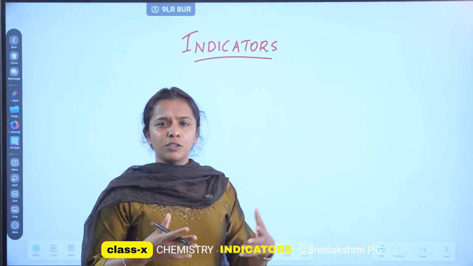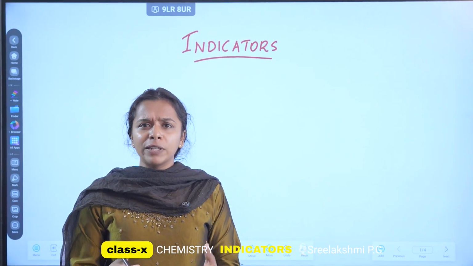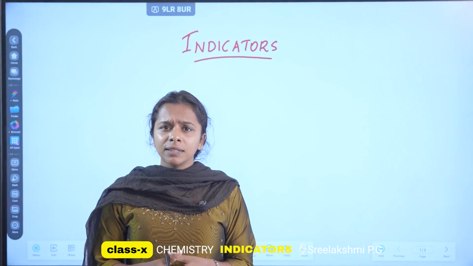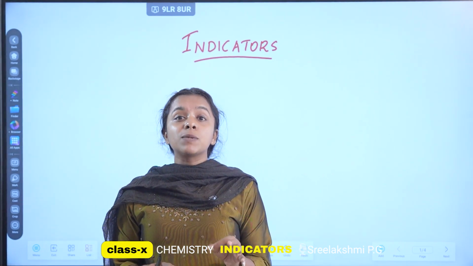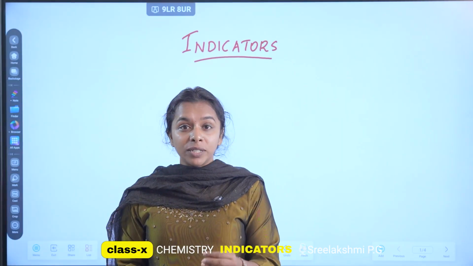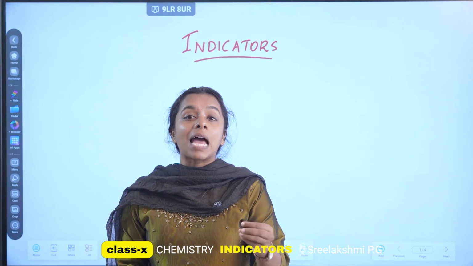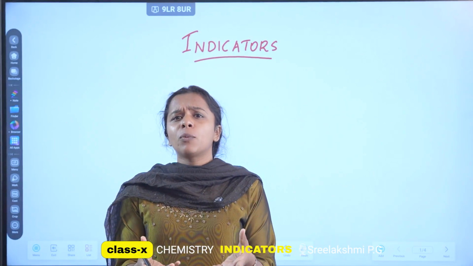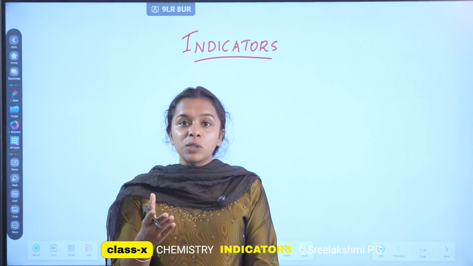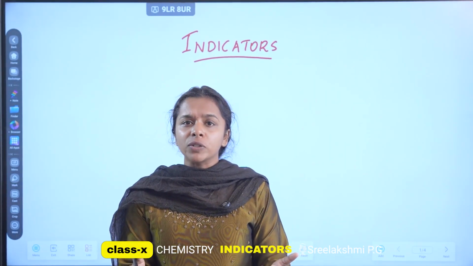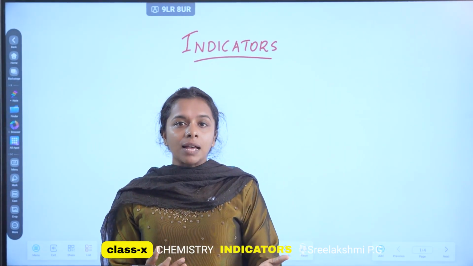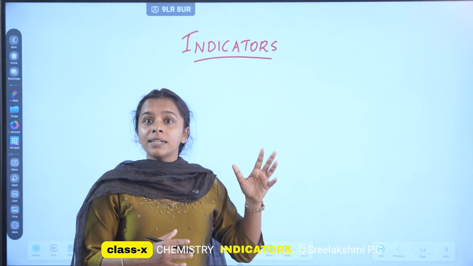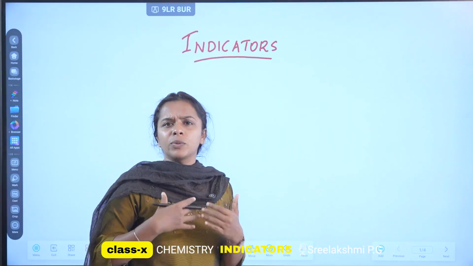So now we will discuss indicators and the different types of indicators that we will use in our laboratory or for the preparation of some chemicals. So what do we mean by indicator? Indicators are the substances that we use to detect whether the solution is an acid or base. That means they help you to find out which one is an acid and which one is base. It's very important that we know whether what we are using is an acid or base. So indicators are the mediators that will help you reach an acid or base.